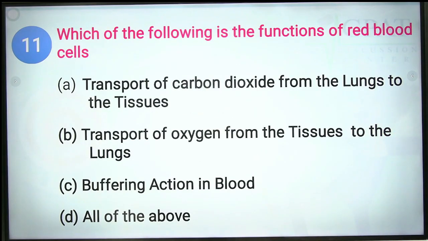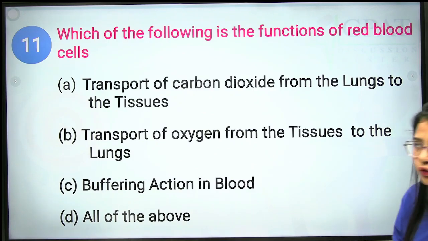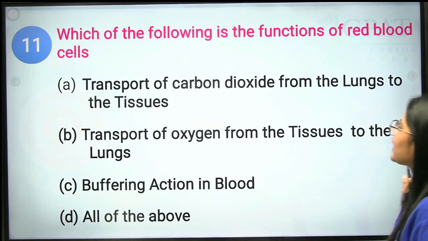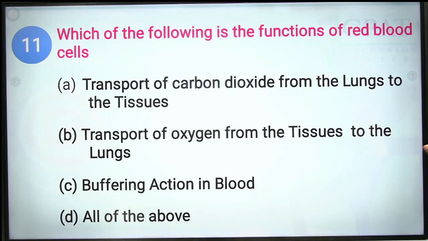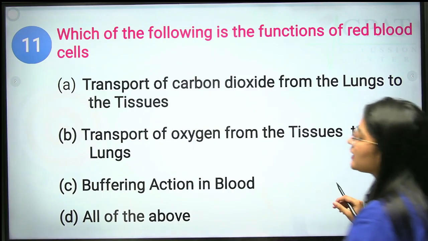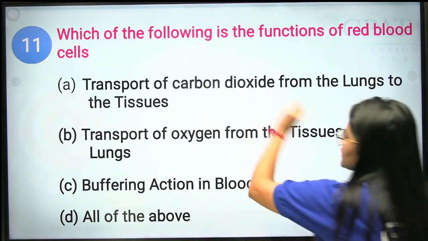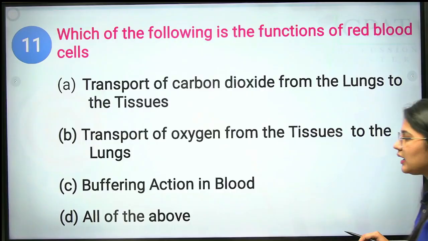Next question. Which of the following is a function of red blood cells? Okay. Transportation of carbon dioxide from the lungs? No, this is not the correct answer. Transport of oxygen from the tissues to the lungs? No. Obviously, oxygen is transported from lungs to tissues, not from tissues to lungs.